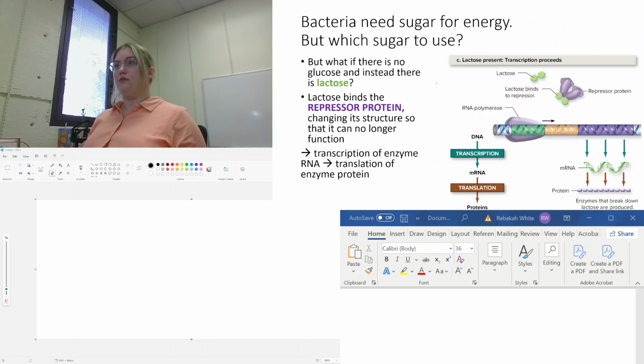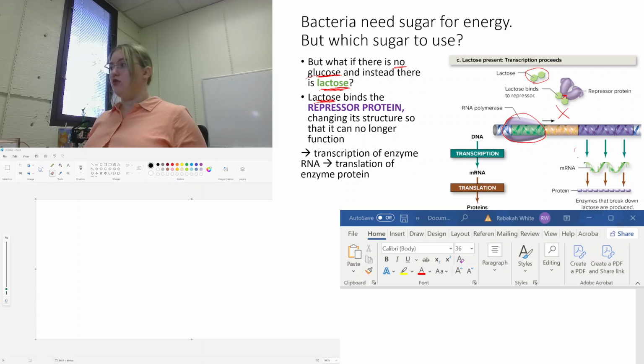Okay, so if there is no glucose, which is our main fuel, but we have lactose, this is a situation where that gene is going to be turned on. Lactose being present, we can see it right here, is going to bind to the repressor protein. When lactose binds to the repressor protein, it can't bind to the DNA, right? So now our RNA polymerase has the ability to bind to that promoter and begin transcription.